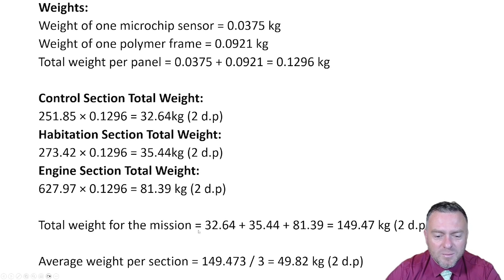The total weight then for the mission is adding all those together. You get 129.47. And then lastly, the average weight per section is the total, the 149.47 divided by 3. So we get 49.82 in each of those sections.